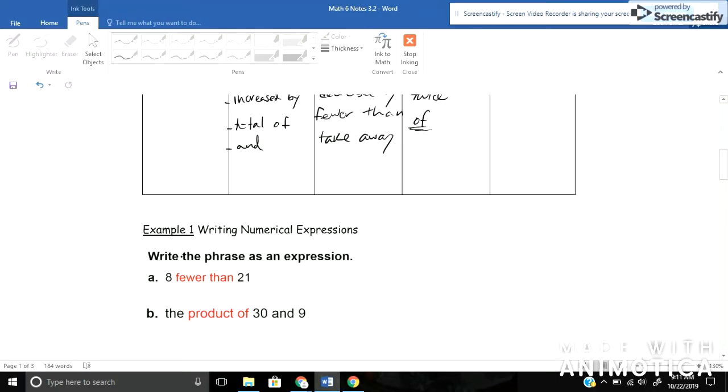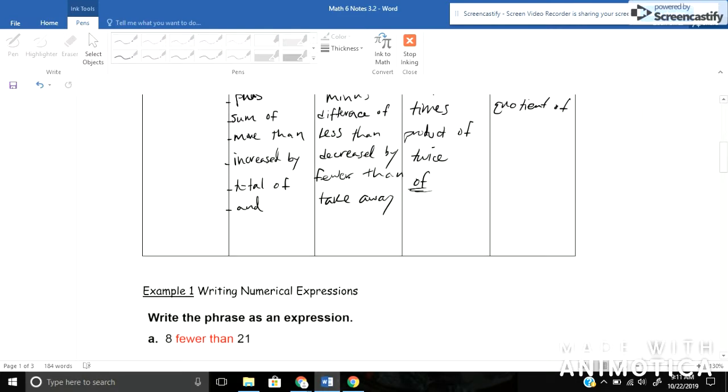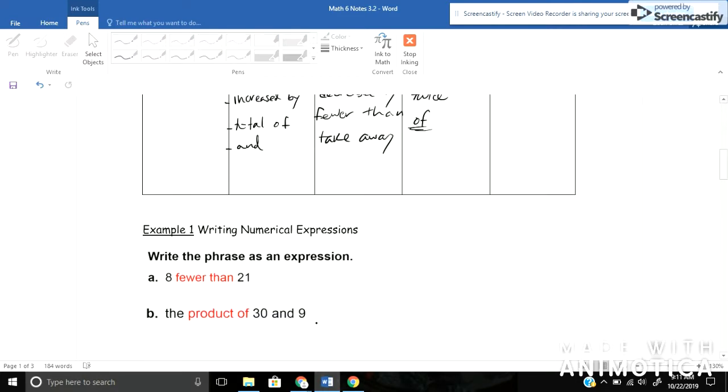Right? So for example one, it says writing numerical expressions. Write the phrase as an expression. In other words, go from this English sentence to a math sentence. All right, 8 fewer than 21. Okay, this is fewer than, which is one of my subtraction phrases. So fewer than I'm going to replace with a minus sign or subtraction sign.